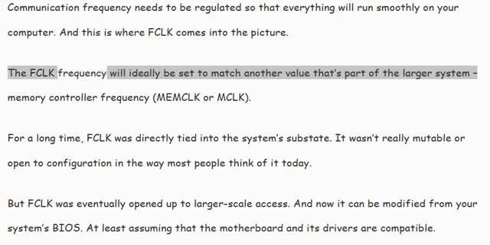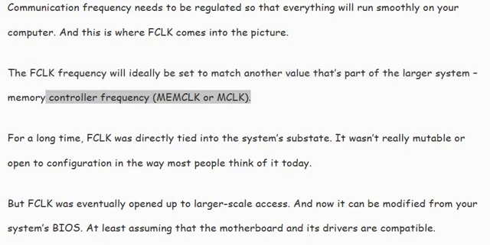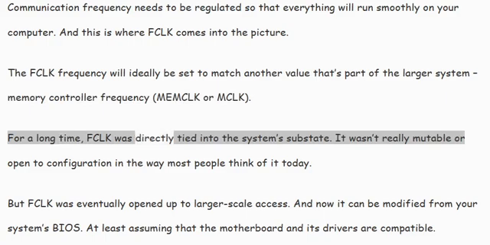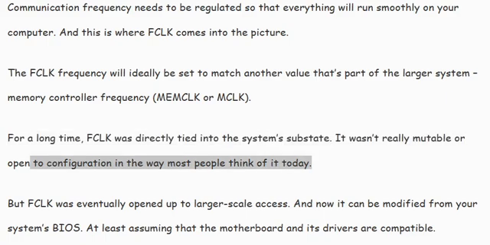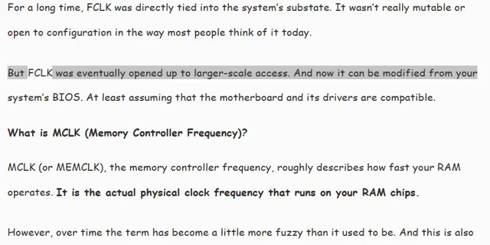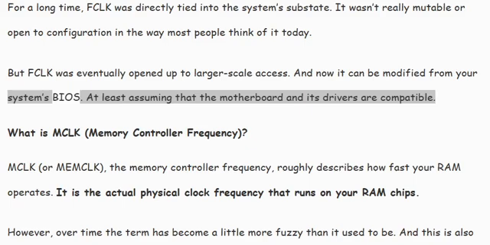The FCLK frequency will ideally be set to match another value that's part of the larger system memory controller frequency, MEMCLK or MCLK. For a long time, FCLK was directly tied into the system's substate. It wasn't really mutable or open to configuration in the way most people think of it today. But FCLK was eventually opened up to larger scale access. And now it can be modified from your system's BIOS, at least assuming that the motherboard and its drivers are compatible.